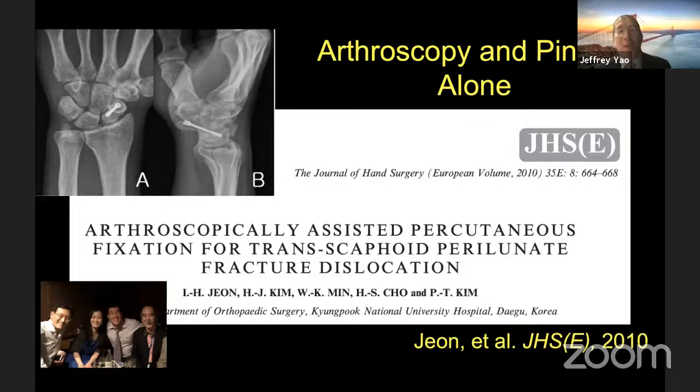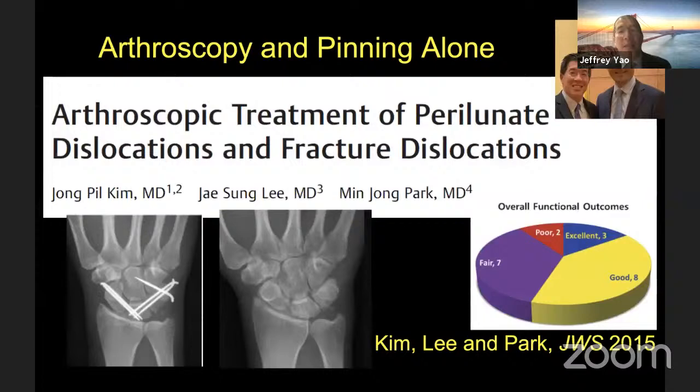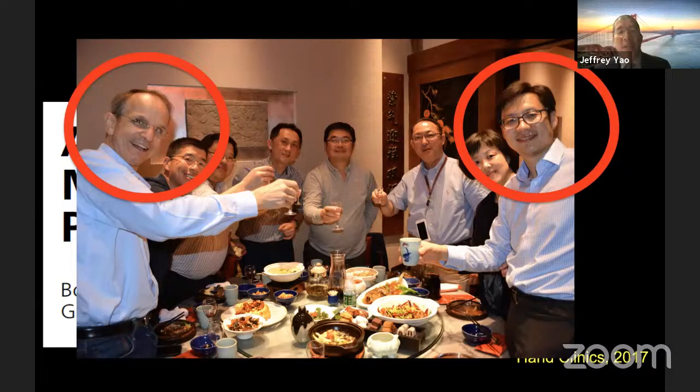So, with no ligament repair, but pinning alone. And also Minjong Park and his group looked at arthroscopic management with reduction and pinning alone with no repair of the ligaments. Lubo will talk about his technique as well. And Lubo and Guillaume Hertzberg, as shown here, have provided us an abundant wealth of knowledge in how to treat these injuries, either arthroscopically or open.